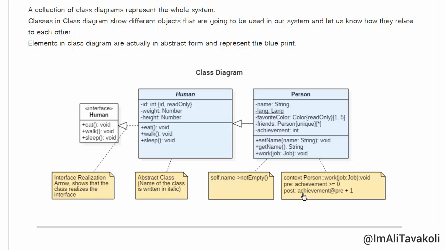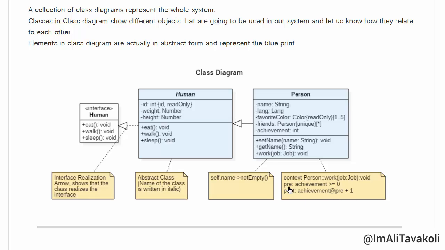We are actually defining the rules for the work method of the person class. So our context is this: the work method of the person class, which has one argument, job, whose type is Job, and the method doesn't return anything, so we write void here. The precondition that must be true so that the work method can be called is this. And the postcondition that must be true after the work method has been executed is this.